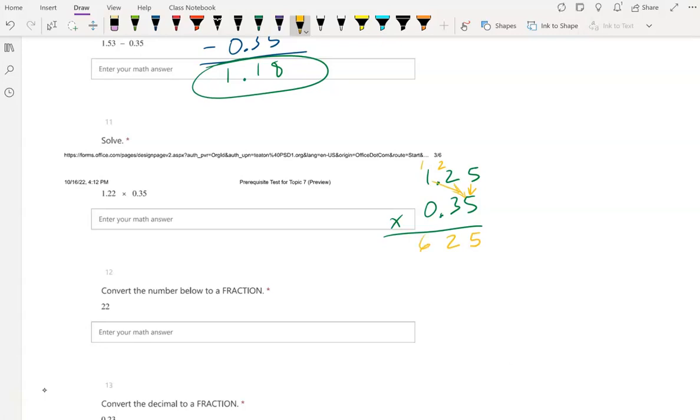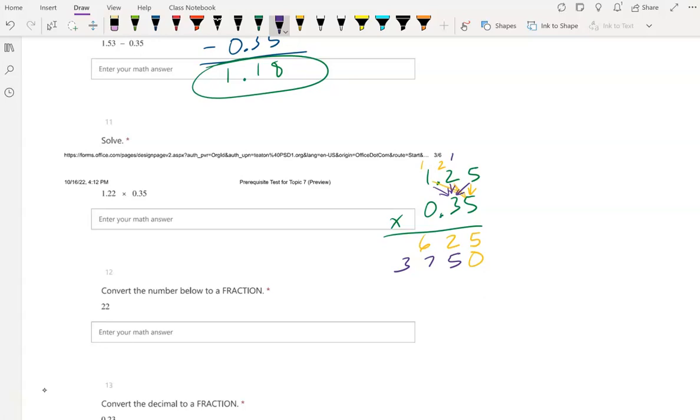I don't need to put my decimal there. I'm going to put a 0 for my placeholder for the next row. And now I'm going to multiply everything times the 3. 5 multiplied by 3 is 15. Carry the 1. 2 times 3 is 6, plus that 1 is 7. I'm not carrying anything over now. And 1 times 3 is 3.